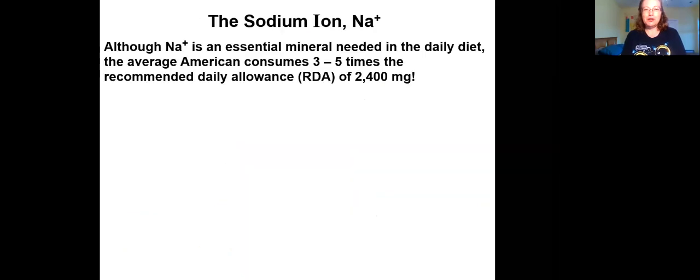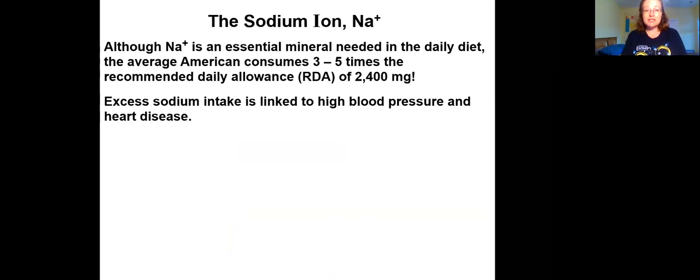A little bit about the sodium ion. I don't know if I realized this was in the textbook when I made this last semester, because I just came across it today when I was looking over the chapter again. Although sodium ion is an essential mineral needed in the daily diet, the average American consumes 3 to 5 times the recommended daily allowance, which is RDA, of 2,400 milligrams. Excess sodium intake is linked to high blood pressure and heart disease.